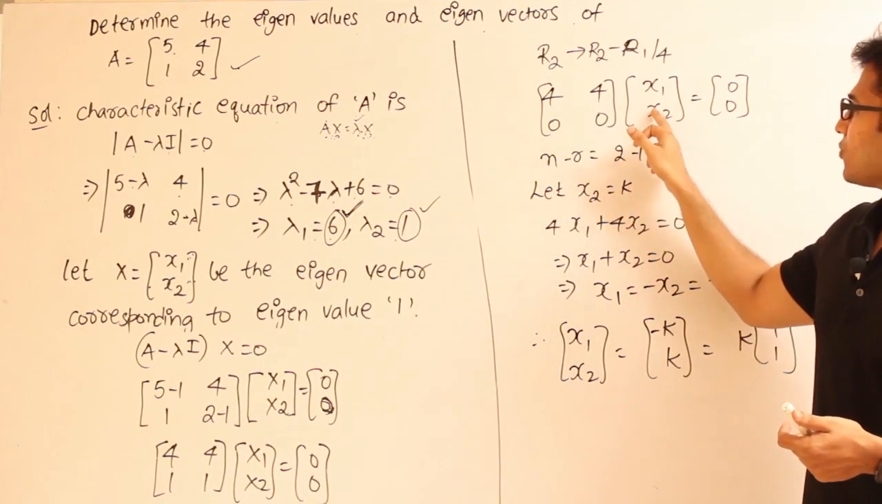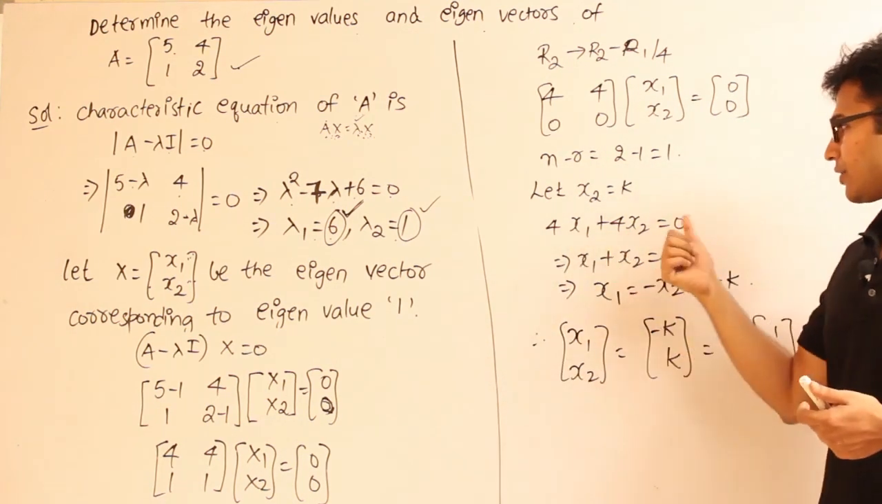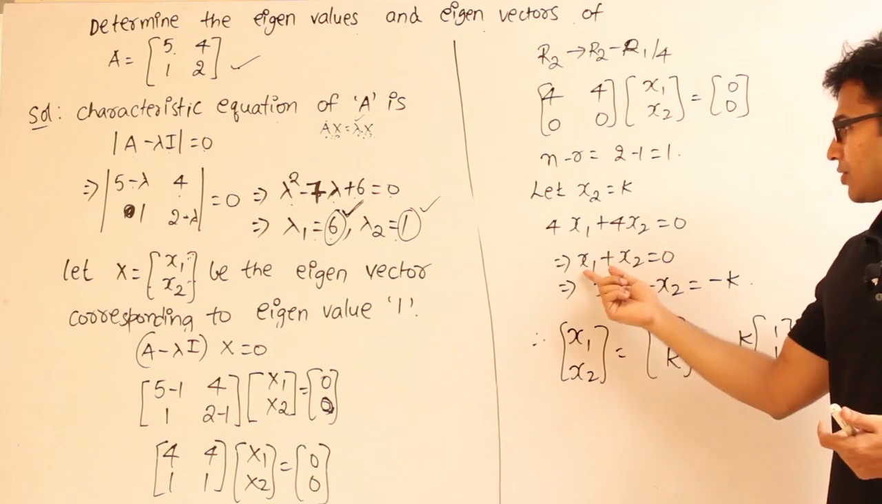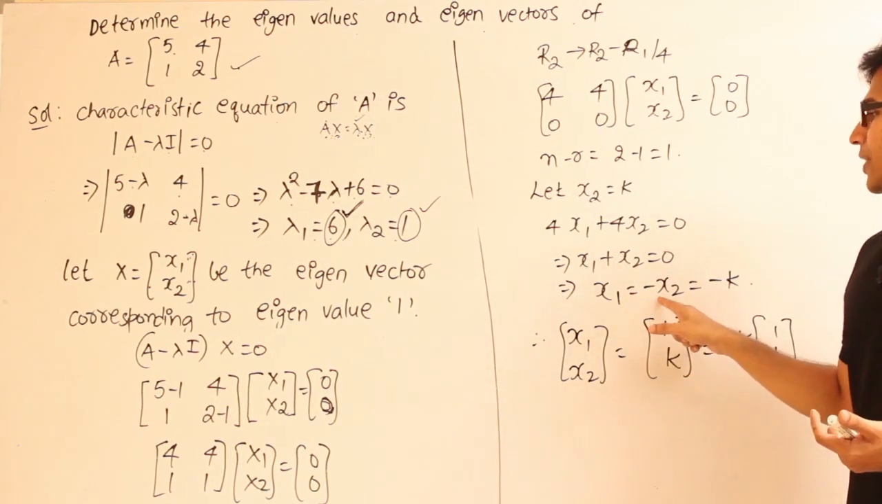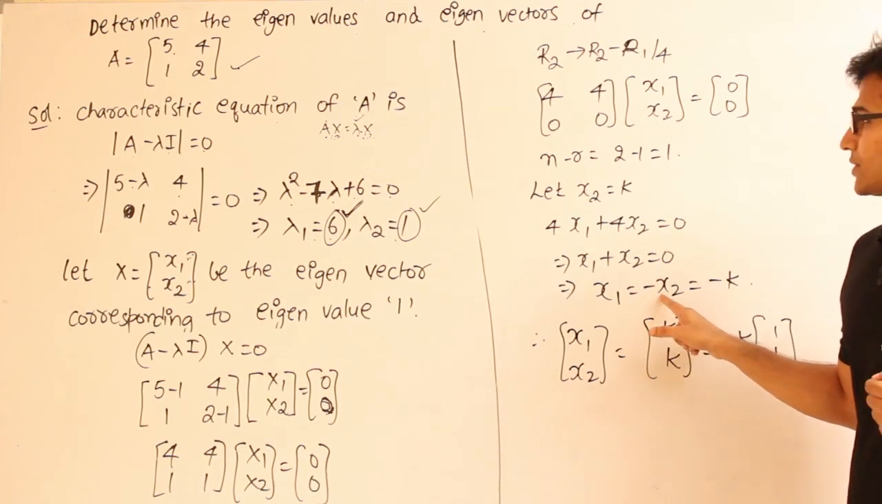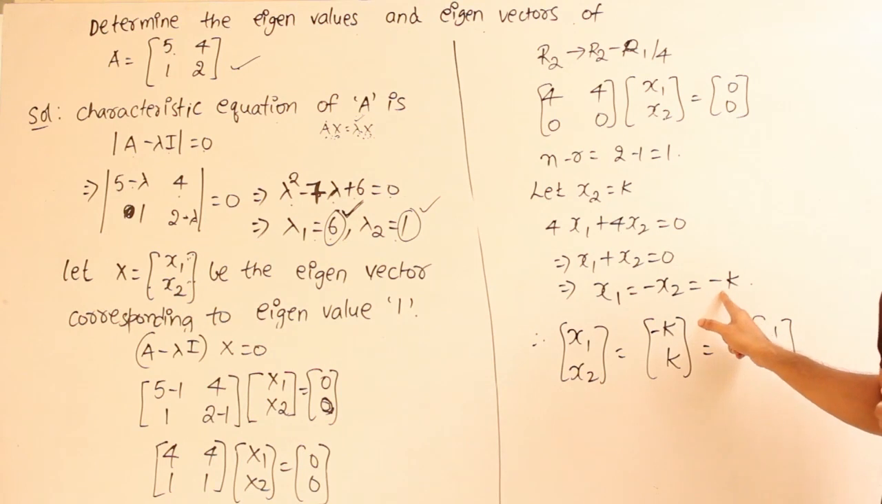4 into x1 plus 4 into x2 equal to 0. Divide RHS and LHS by 4. Then we are going to get x1 plus x2 equal to 0, which is nothing but x1 equal to minus x2. We already have fixed x2 as k. Therefore x1 equal to minus k, right?